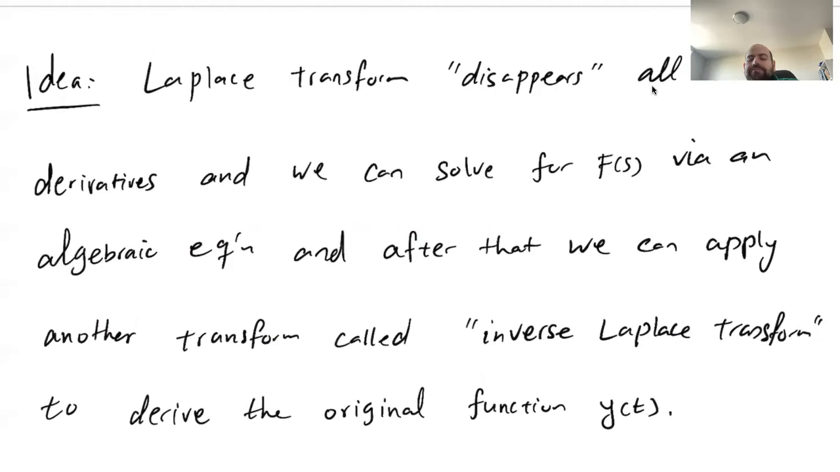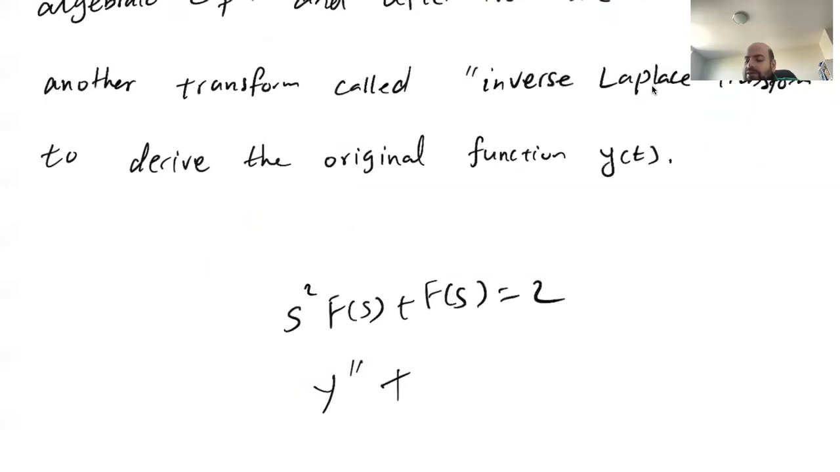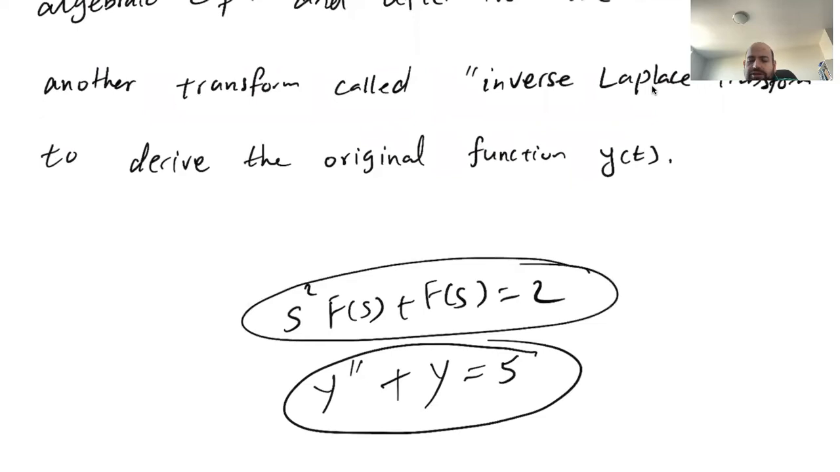So here is what we said here. Again, I want to emphasize that when you want to solve for F of s, there will be no derivatives appearing. For example, let's say you have s squared F of s plus F of s equals, for example, 2. Rather, instead of, for example, y double prime plus y equals, let's say, 5, which is an ODE because the derivatives appear. Let's say you want to solve this equation instead.